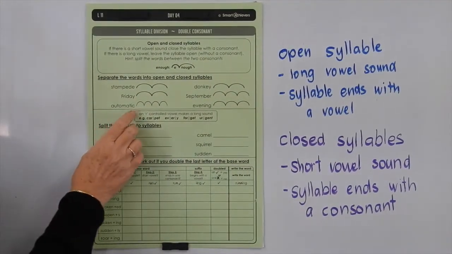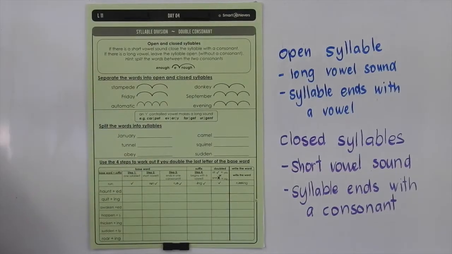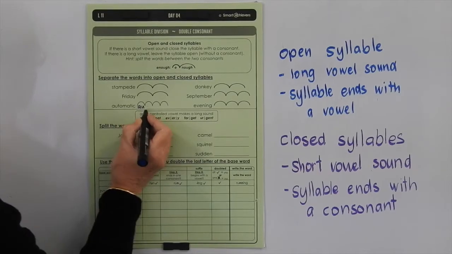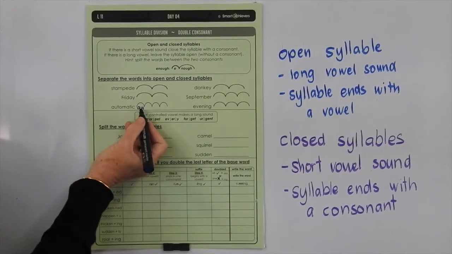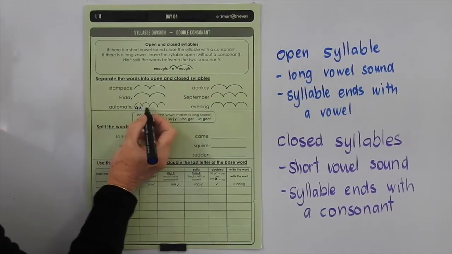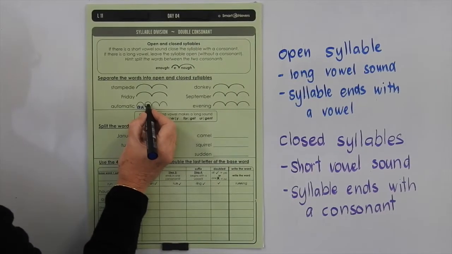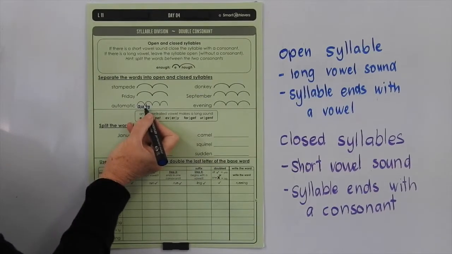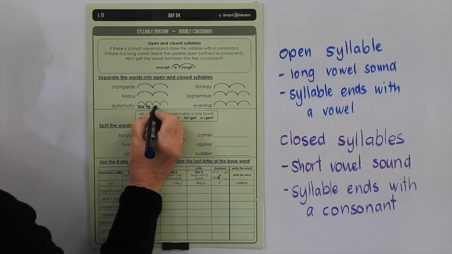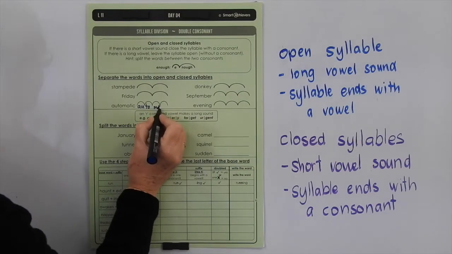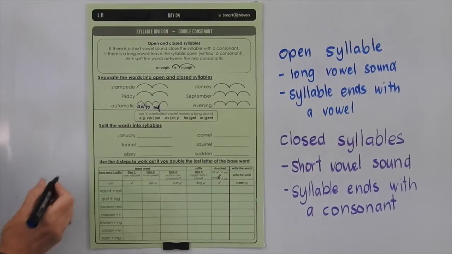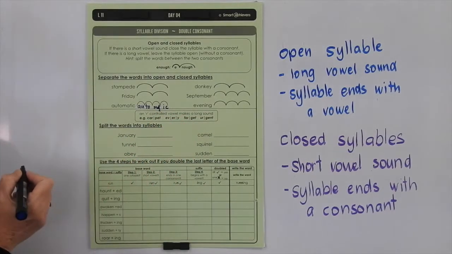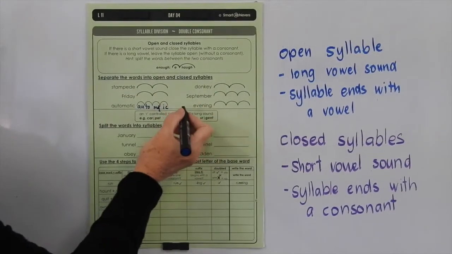Let's do the really hard one with you. Let's do automatic. So "au" is a long vowel sound, so we're going to leave that one open. Auto, the "o" is making a long vowel sound there, so we're going to leave that syllable open. Mat, we're going to close that syllable with a consonant, and "ick" at the end. We've got a short vowel sound, we're going to close it with a consonant too. You can do the rest of those on your own.